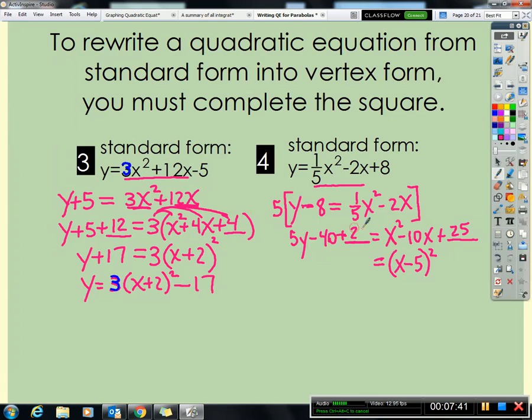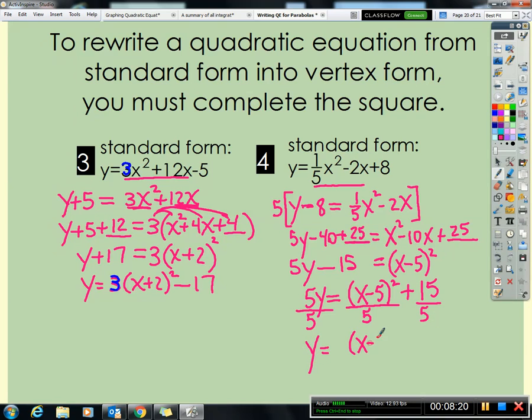Now be careful, because on the left side, you actually have 5y and then minus 15. People mess up because they just like do y or something instead of 5y. So then you've got 5y equals x minus 5 squared plus 15. Now you're not done because you need 1y. So I have to divide all 3 terms. So this is one big term, and this is the other big term. Divide all 3 of them by 5. Well, instead of saying x minus 5 squared divided by 5, I say dividing by 5 is the same thing as multiplying by 1/5. And then I've got plus 3.